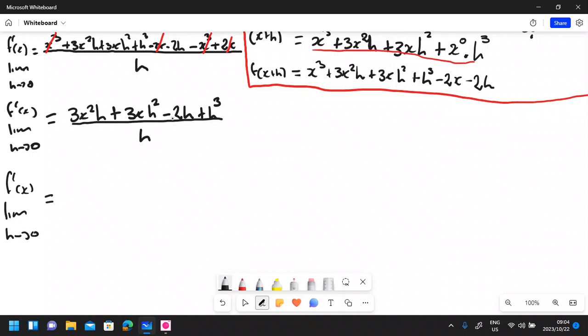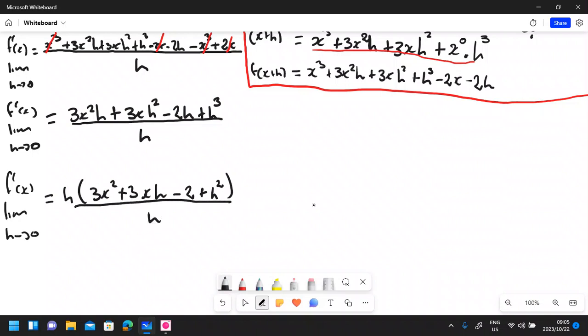So if we take out the common factor, our common factor on the numerator is going to be h. So if you take out the first term, you're going to be left with 3x squared, and then the second term is going to be left with 3x and then h, and then the third term is going to be left with 2, and then the fourth term is going to be left with h to the power of 2, and then all this is divided by h.